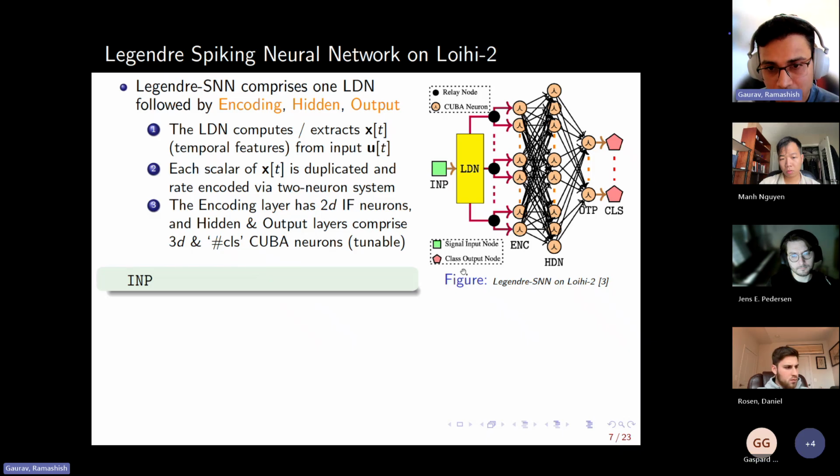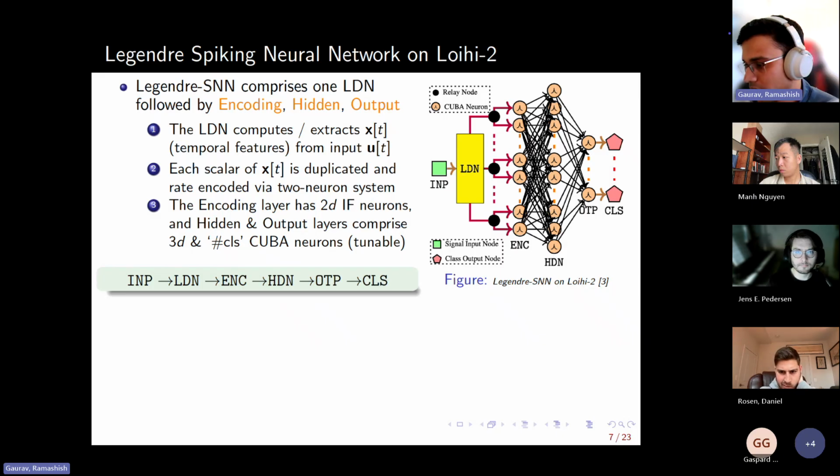So please keep this architecture in mind, and we can remember it through an abstract representation, because this representation is what we'll be referring to in the next few slides on mapping this Legendre-SNN on the Loihi-2 chip. So you have an input layer followed by the LDN, then the encoding layer, then one hidden layer, then the output layer, and eventually the classification layer.